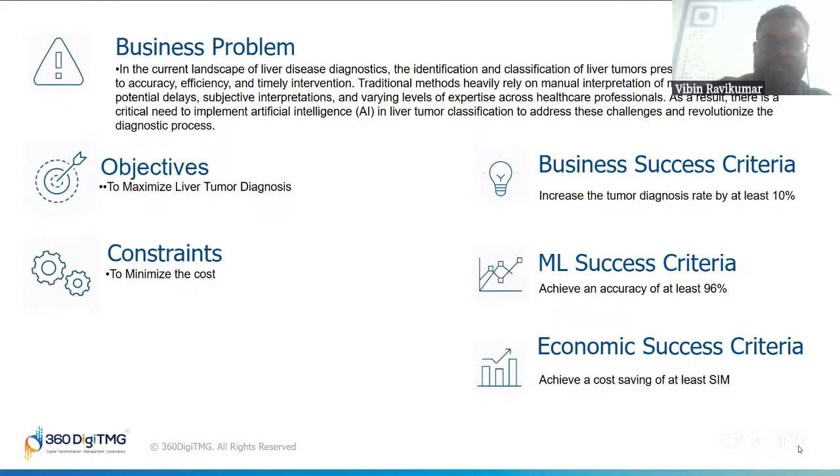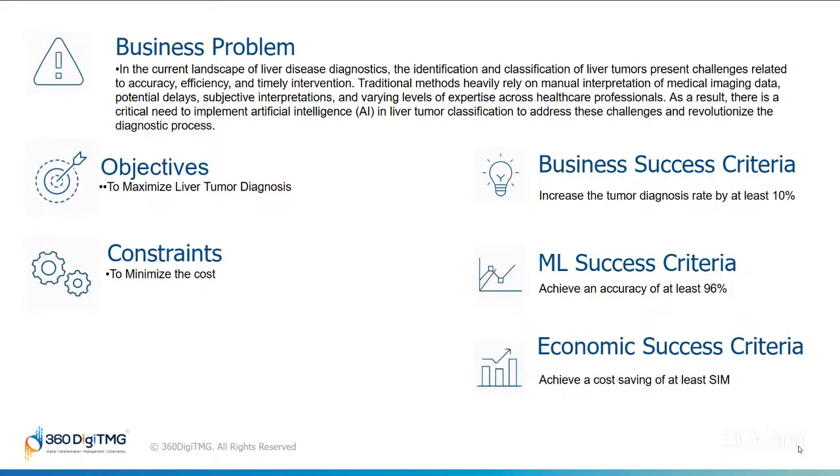Could you just explain the project objectives, the constraints, and what the success criteria were that you had to deal with? What was the problem like? The business problem is that we have to classify liver tumors using histopathology images, not CT scan images, because in CT scan images it is a problem to identify exactly what the output is, and histopathological images come under microscope images, so we can classify them easily, and it gives more accuracy and the model trains well. The objective is to maximize liver tumor diagnosis accuracy, and the constraint is making sure the cost is low.